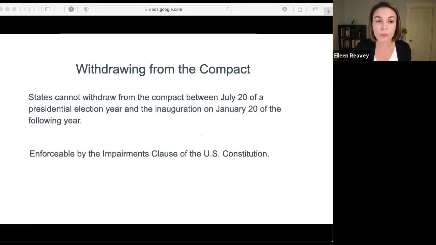Withdrawing from the compact. States are able to withdraw from this interstate compact. However, they cannot do so during a really important six-month period, between July 20th of an election year and six months later on January 20th of the next year, which is Inauguration Day. That time period covers a really important part of the campaign. It covers when the major party conventions meet and pick their candidates, the entire general election campaign, the day we all vote, the day the electors vote, when Congress counts the ballots, all the way up until the new president is inaugurated.